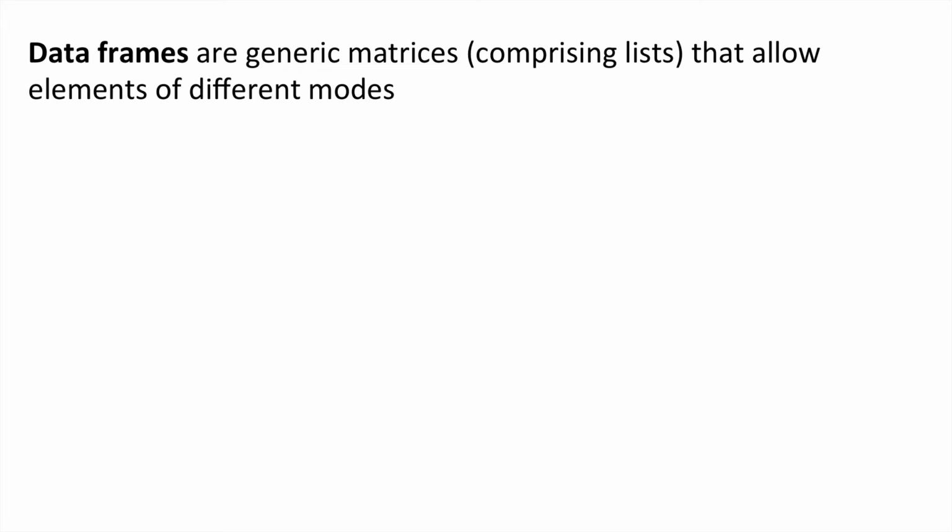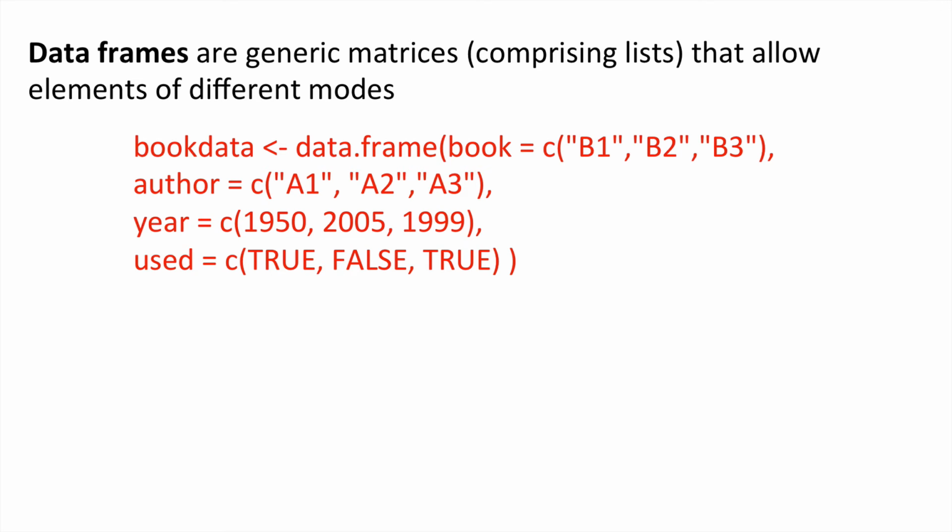So let's get on to data frames. They're generic matrices comprising lists that allow elements to be of different modes. So they're a collection of lists, if you like. How can we create a data frame? Well, rather like the list function, here we can use a data.frame function. And here I've got bookdata, which is defined as a data frame with each of these different columns referring to book, the author, the year, and whether the book was used or not used in terms of a second-hand bookshop.